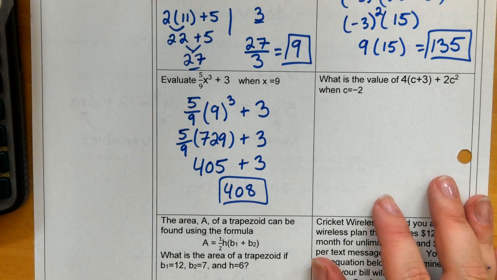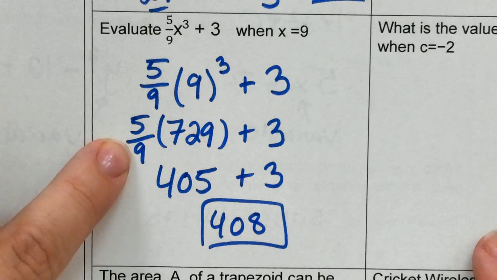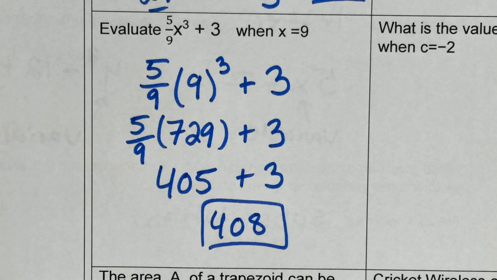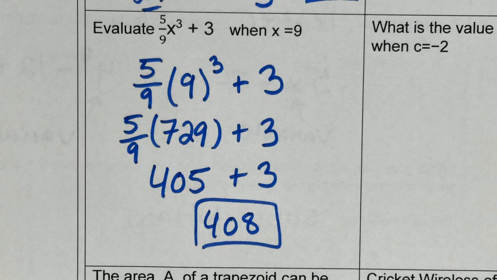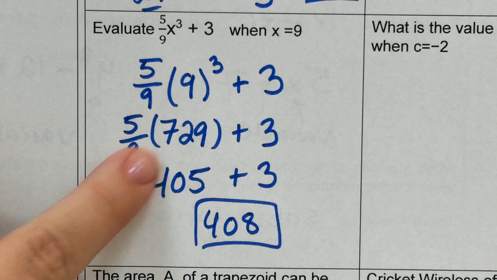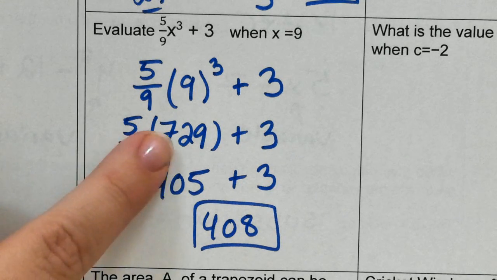If we round this 5 over 9 to 0.55, or even 0.556, and then we multiply it, our answer is going to be wrong and not exact. So that's why we do those math burpees. We do them all in one step.